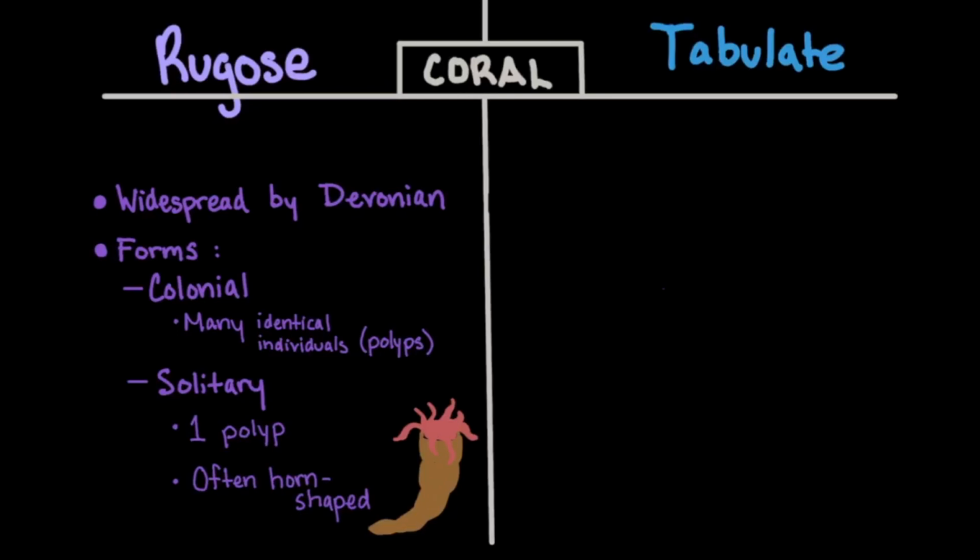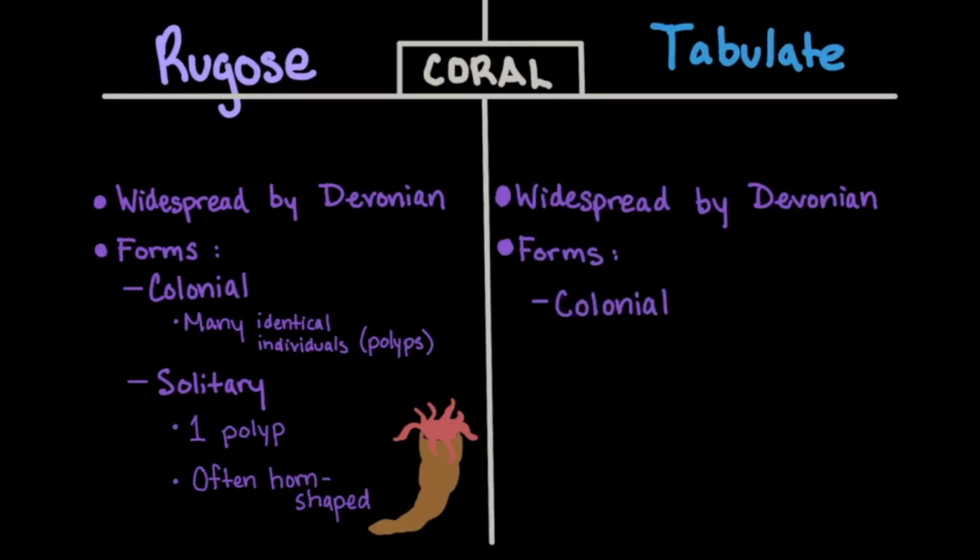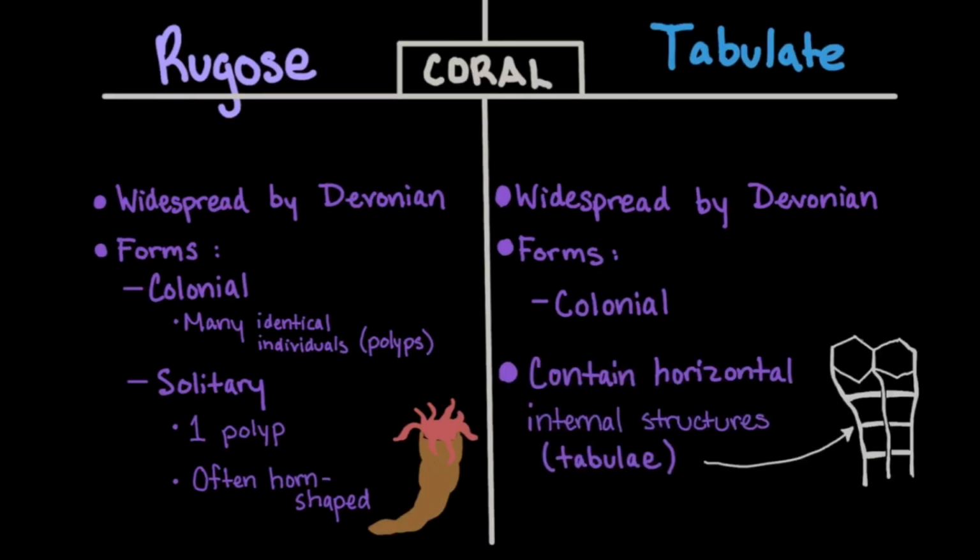Tabulate corals evolved during the Cambrian but again were abundant in the Devonian. These organisms were colonial and had horizontal internal structures known as tabulae.